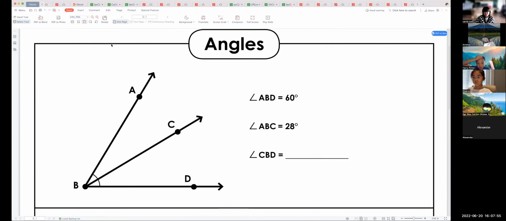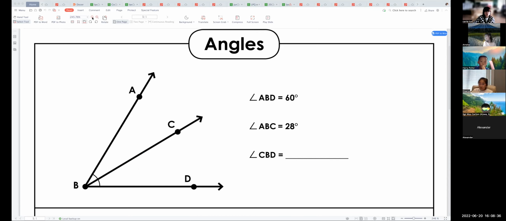Angles. So sometimes we're knowing that angles like doing calculations as well, okay? So we are going to just do ABD. So where's ABD? ABD. So this big one equals 60 degrees. And ABC, so this one equals 28 degrees. So what is CBD? So how do we do it? 60 minus 28 degrees equals 32 degrees. Correct? Everybody? Okay, so it's almost like just a very simple calculation, right?